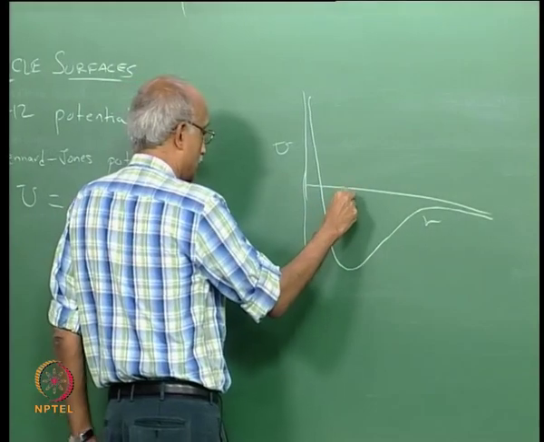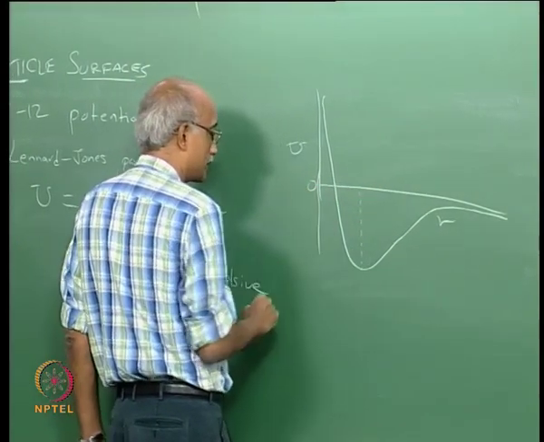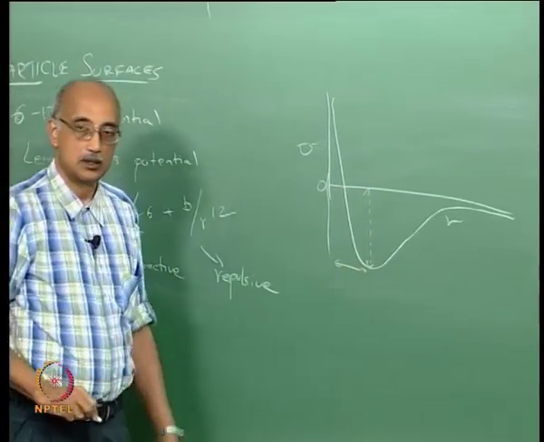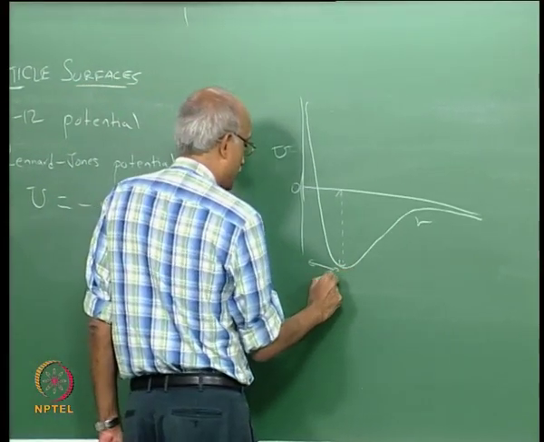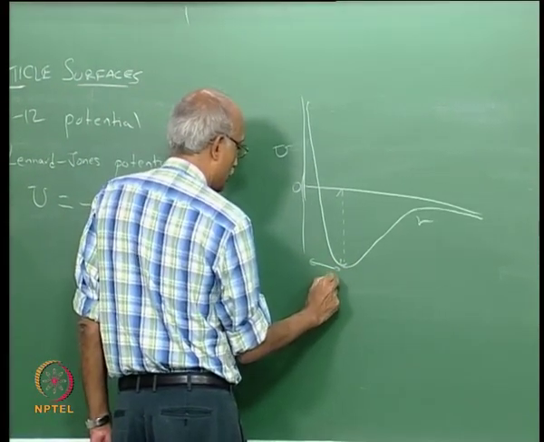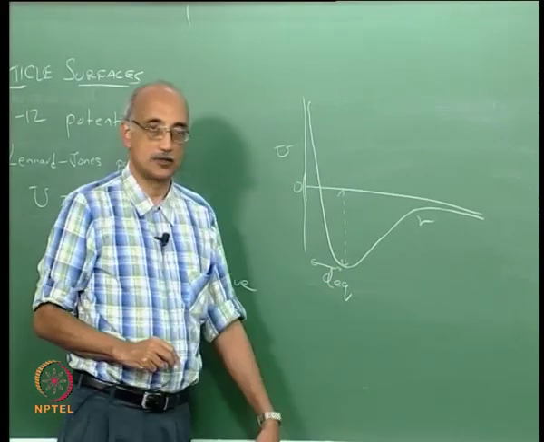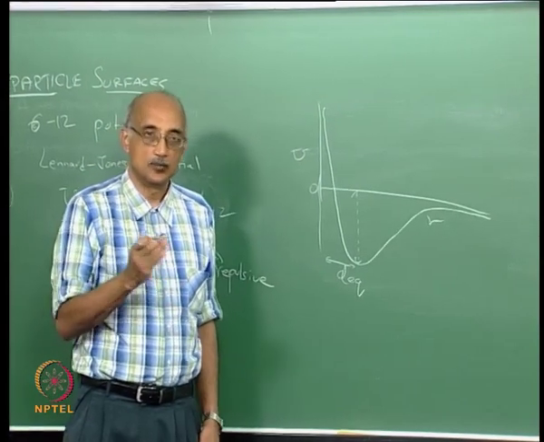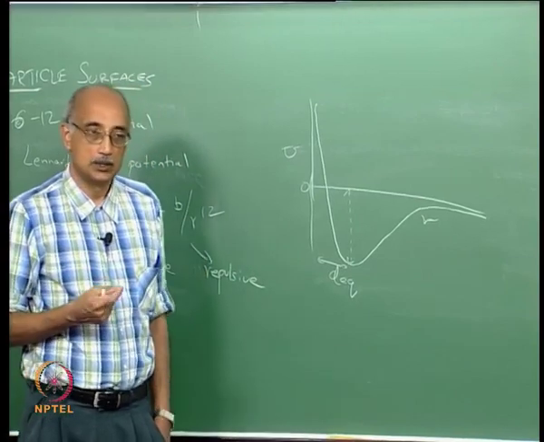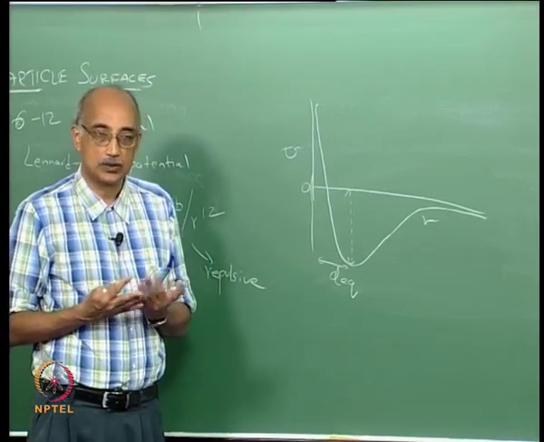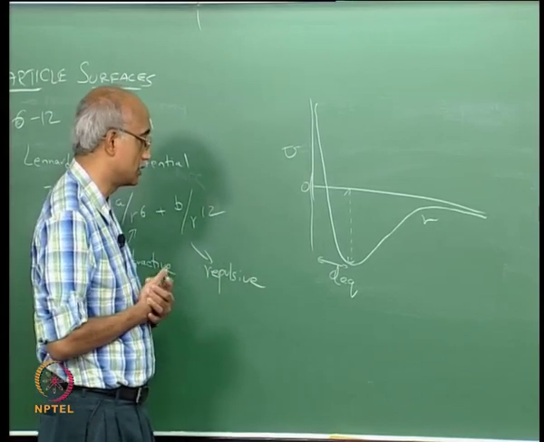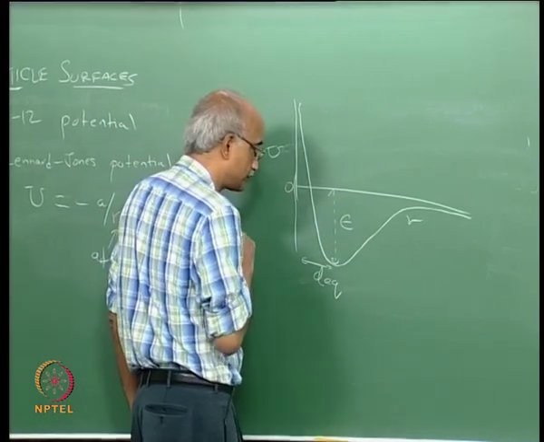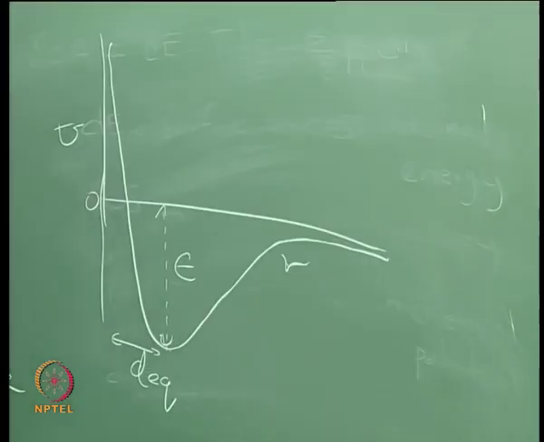And this distance, so this is your 0 point, this distance of separation at this minimum energy point or minimum potential point is your equilibrium distance of separation between the two surfaces, because that results in a minimum in the potential energy between the two surfaces. So the surfaces will have a natural tendency to settle down at this distance of separation, and the depth of this energy well, which is written as epsilon, is also an important parameter.